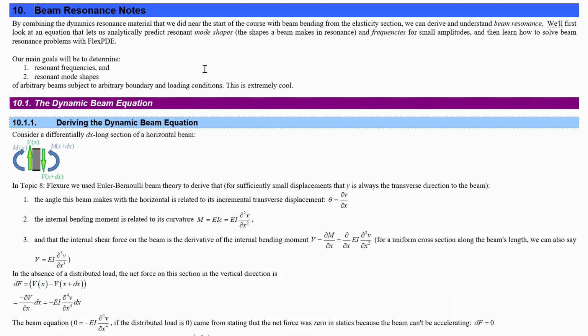Hello and welcome to EP2P04 topic number 10, beam resonance. This is a really advanced thing to be able to tackle in second year, but thanks to the tools that we've developed, we can actually give it a shot. All right, so what are we looking for?